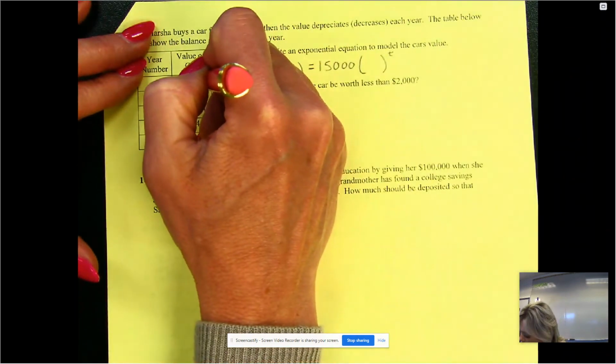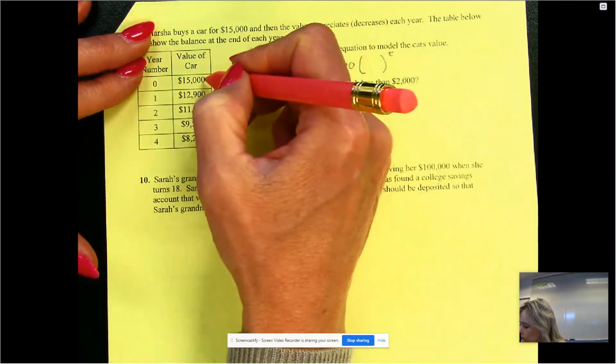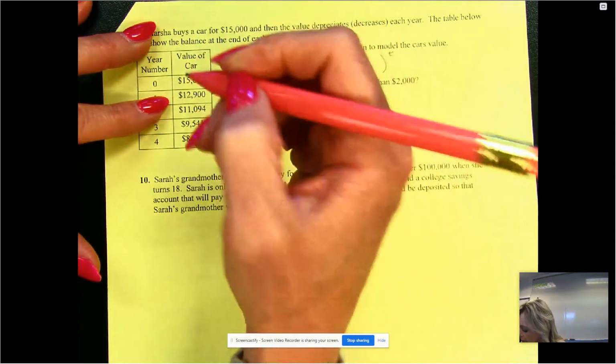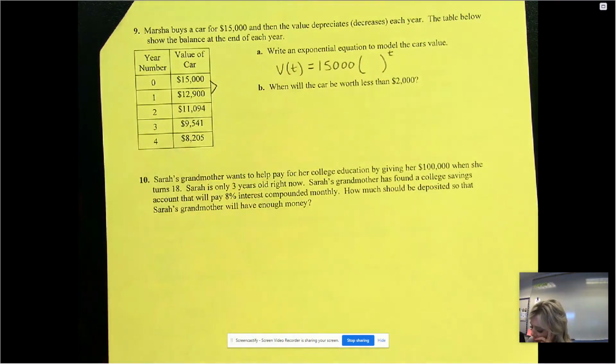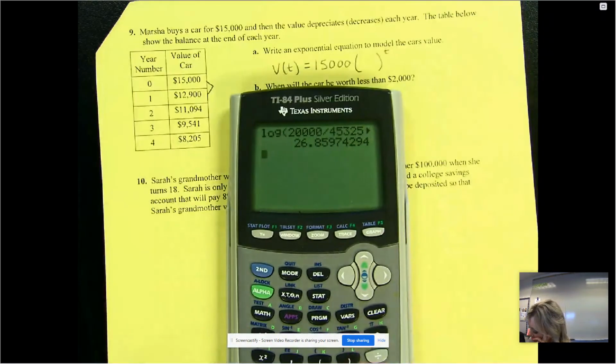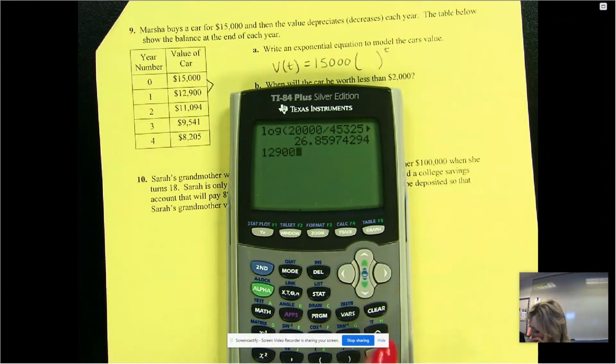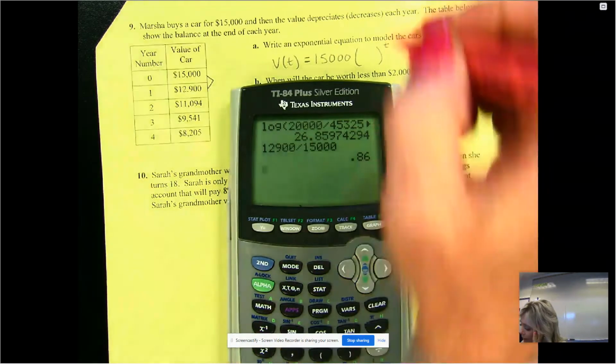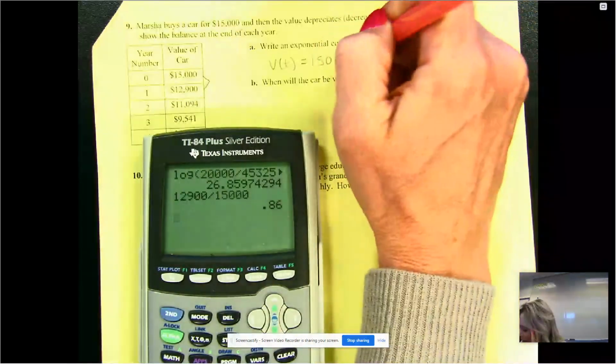Since this is decreasing, I'm going to expect my factor to be less than 1. And so I have to figure out what you multiply to get 12,900. And you do that by dividing. 12,900 divided by 15,000 is 0.86. That's the number that goes in the parentheses.